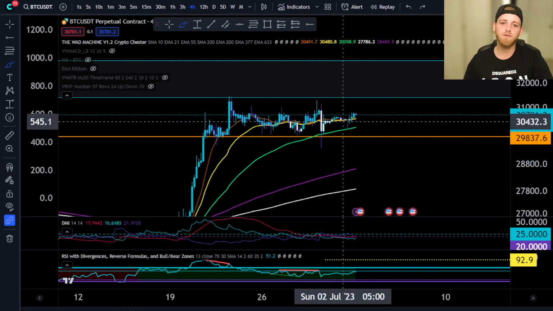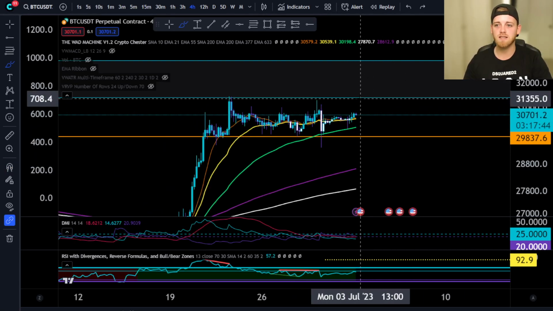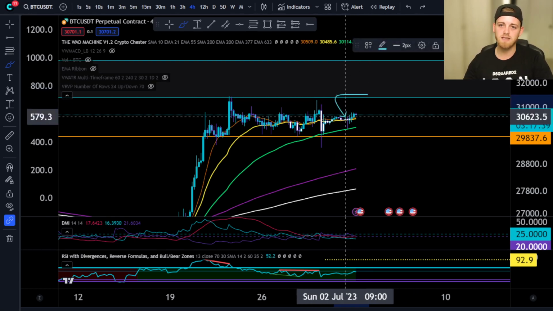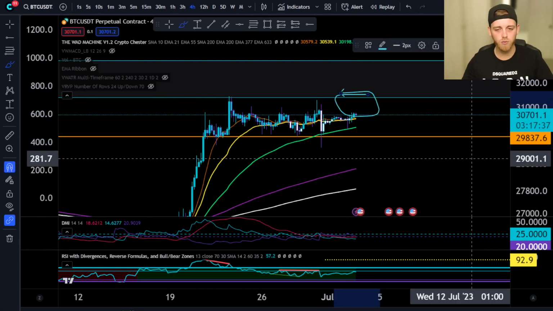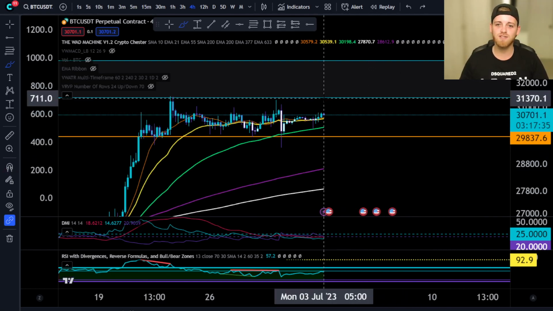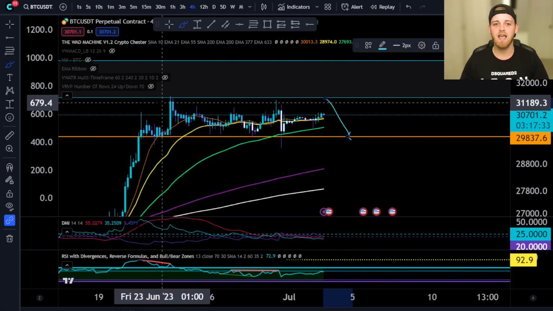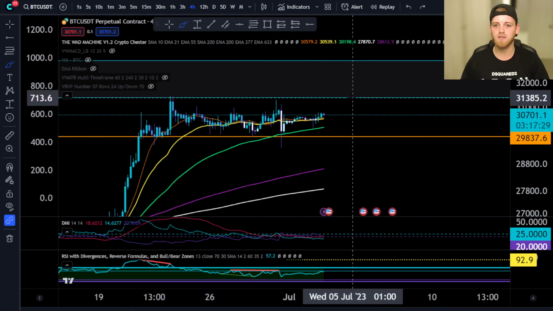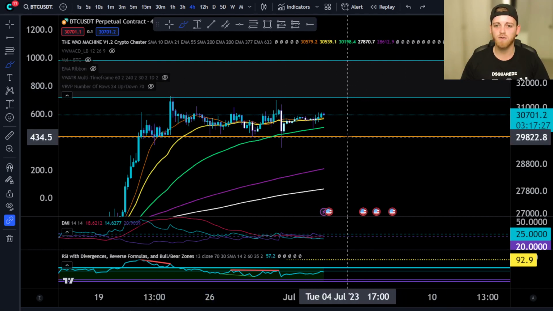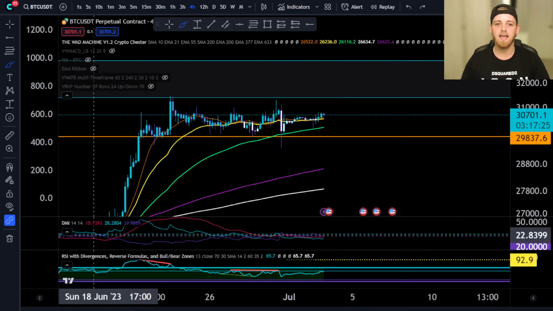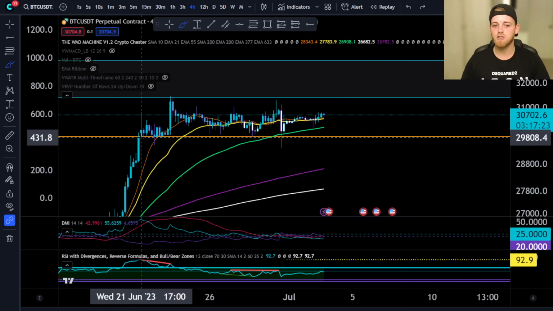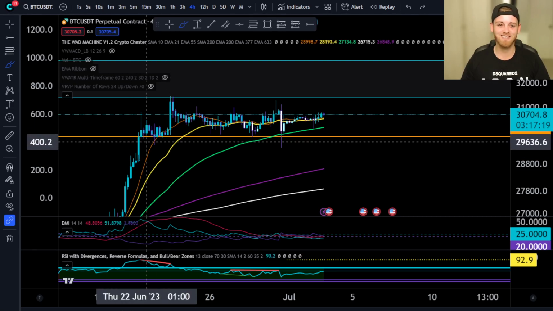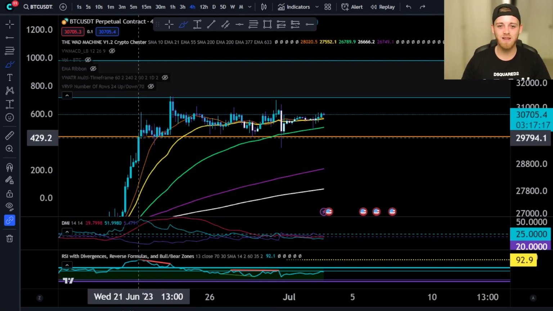So if we are looking for an area for resistance, it is going to be sat around 31,355. This is the area everyone is watching right now. If we do see resistance coming down, we're likely to stay in this range, and that range is currently between 31,400 and 29,800. I mean, we've been in here since the 23rd of June.